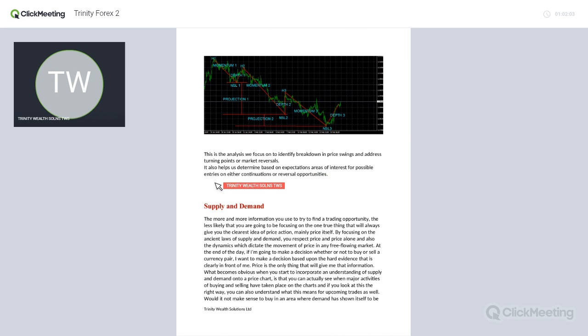It also helps us determine, based on expectations, areas of interest for possible entries on either continuations or reversal opportunities. Okay, so basically that's what we've said. So these are the three key components you use to tell the strength of the market and how you're going to trade.